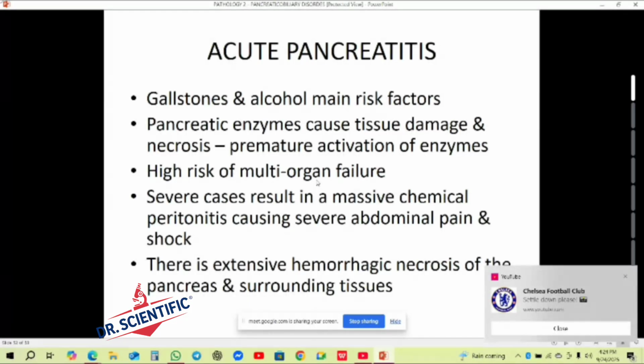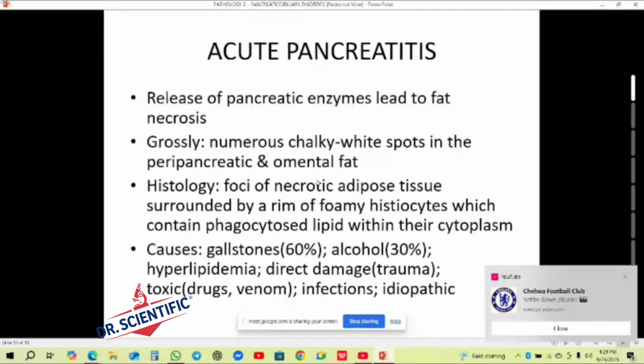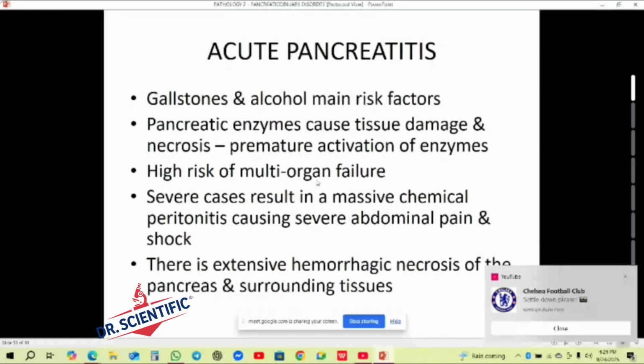So there is premature activation of the enzymes, and then they start destroying the tissues of the pancreas itself and even tissues surrounding it. And this is likely to lead to a high risk of multi-organ failure. So it's likely to cause failure of many organs. Severe cases result in massive chemical peritonitis, causing severe abdominal pain and shock. So most of the time, the patient will come with severe abdominal pain and it can even lead to shock.